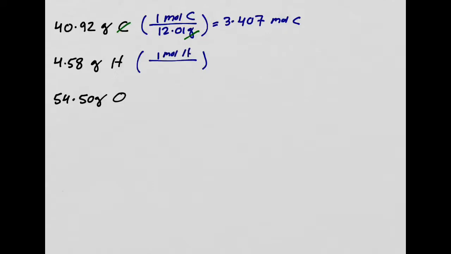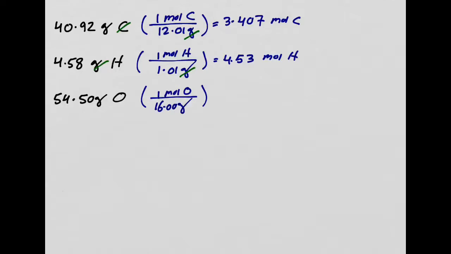Let's do the same thing for hydrogen. 1 mole of hydrogen is 1.01 gram. So the grams can cancel out. What I end up getting is 4.53 moles of hydrogen. Now let's go to oxygen. Again, I use molecular weight, 16.00 gram. I'm using molecular weight to cancel out the gram. What I end up getting is 3.406 moles of oxygen. So percentage to gram, gram to mole using molecular weight.